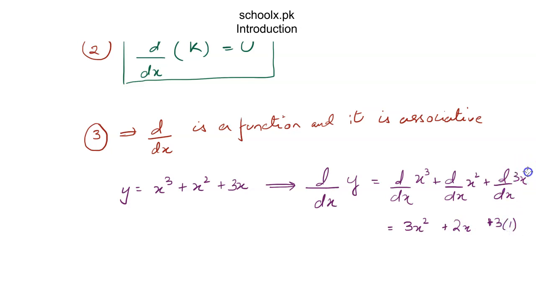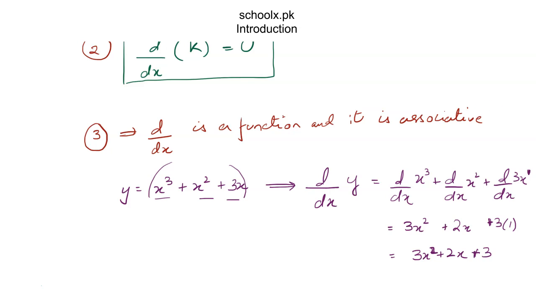Because when you bring the power down, which is 1 in this case, and multiply it by the 3, you get 3, and when you reduce this power by 1, you get x raised to the power 0, and x raised to the power 0 is 1. So your answer is 3x square plus 2x plus 3. So this is your answer.